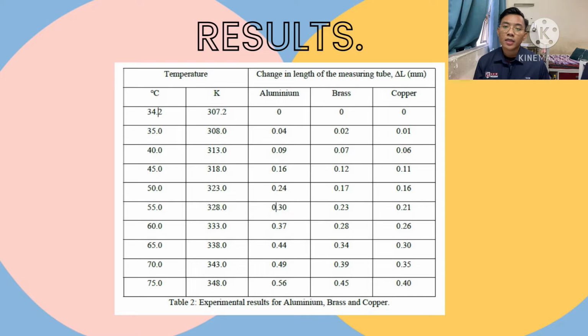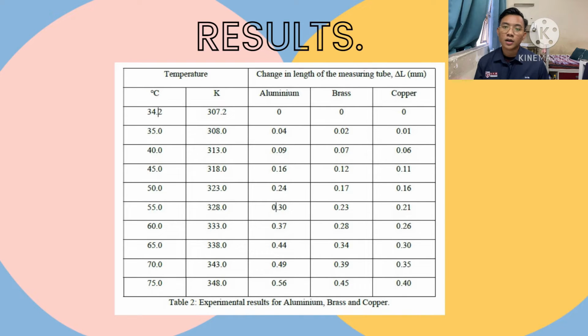Initially, the temperature that we set is 34.2 degrees Celsius, which is equivalent to 307.2 Kelvin, and the change in length of the measuring tube for aluminium, brass and copper at the initial temperature is 0 for all of them. When the experiment began, we can see that there is an increase in the change in length of the measuring tube. The final temperature that we set is 75 degrees Celsius, and the change in length measurement is taken.